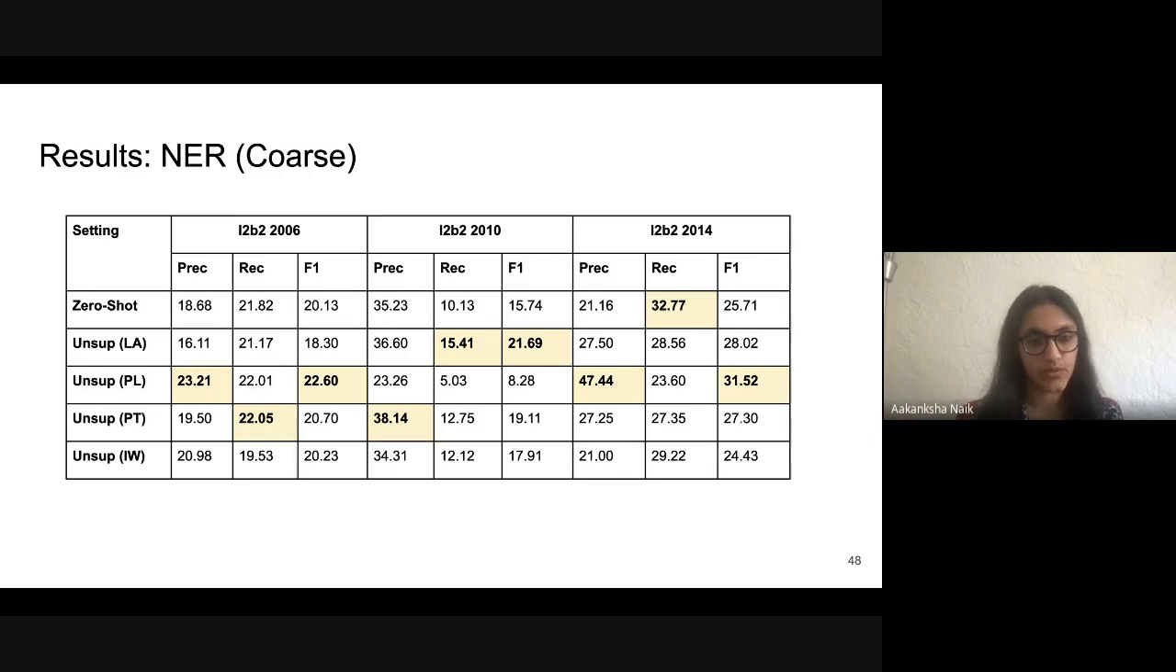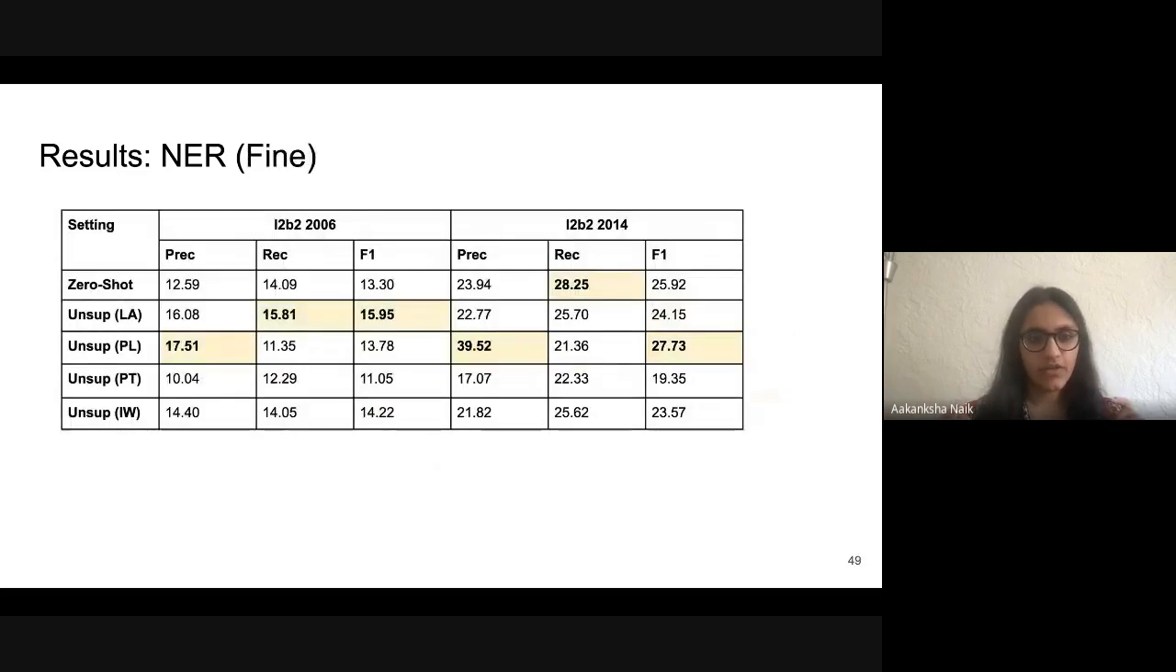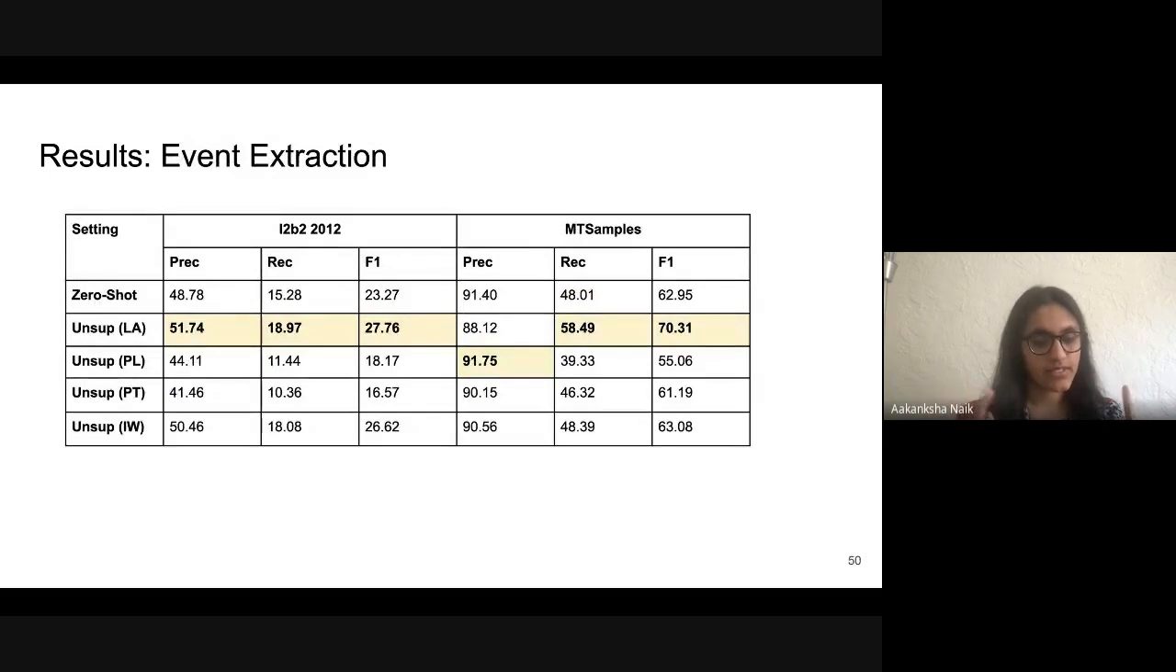on I2B2 2010. When we look at fine, we see that pseudo-labeling is still the best performing method on 2014, but on I2B2 2006, loss augmentation is now the best performing method. And when we looked at event extraction, we saw that loss augmentation was generally the best performing method across both the datasets that we were looking at.